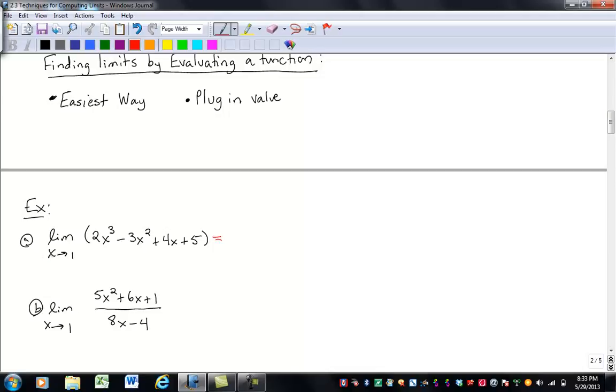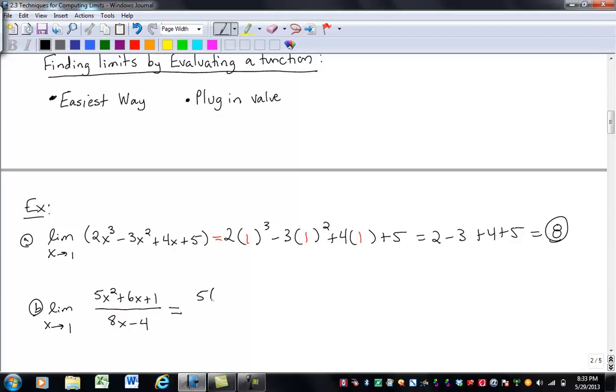In this case, I can plug in x equals 1 to figure out where this thing is at there. And so, replacing every x in here with a 1, I end up with 2 minus 3 plus 4 plus 5, which is 8. So I just plugged in 1 for x. And the same thing in part B. In part B here, x approaches 1. That won't make the bottom 0. So I can replace all these x's with the number 1 and get the answer to the limit.